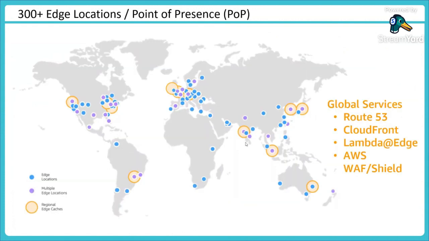Not all services are available. We have only a few services, like global resources such as Route 53, CloudFront, Lambda, AWS Shield. These services are available there. Right. So that's what we mean by it.